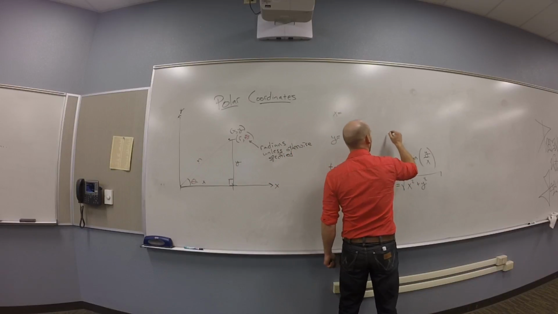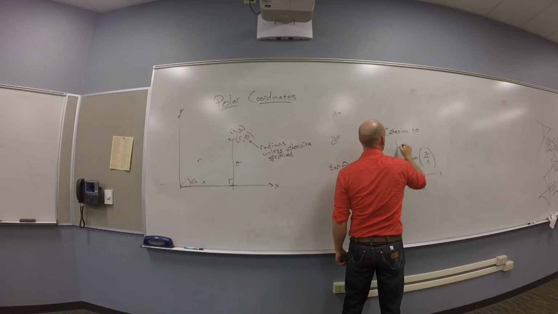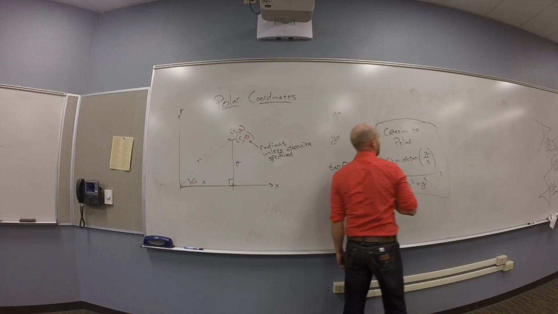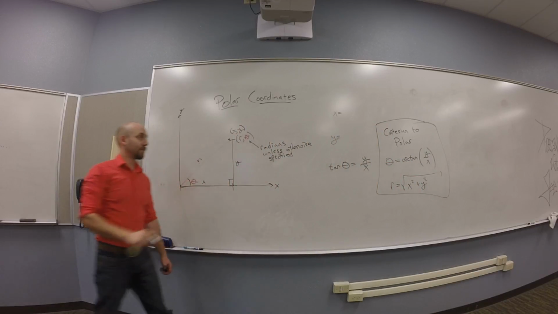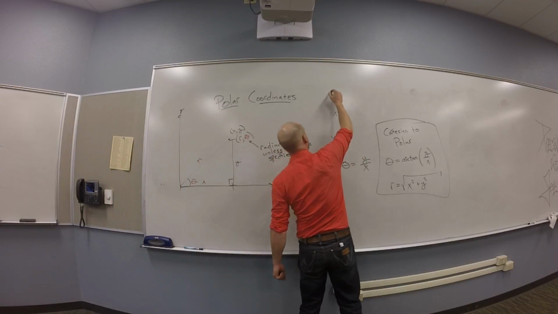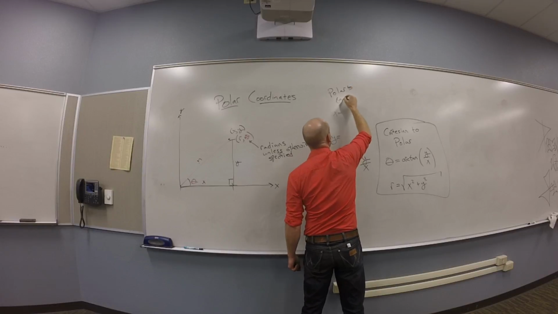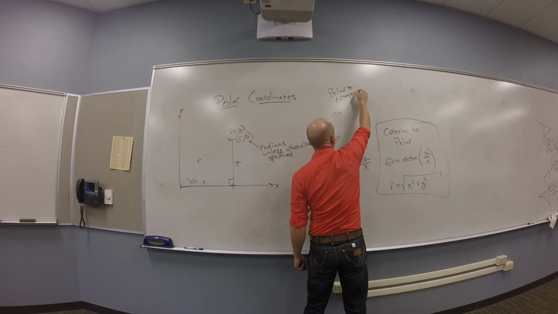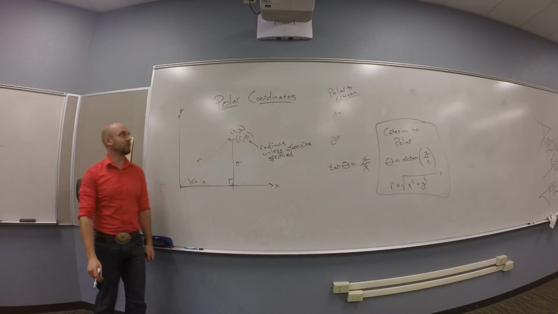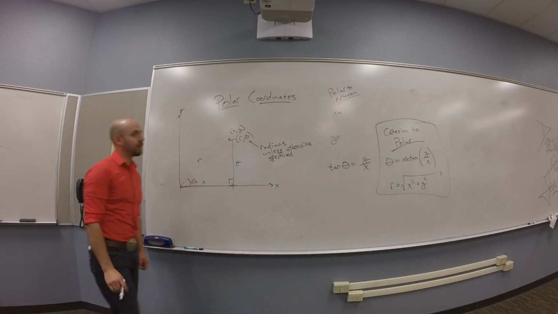Okay, now the other two. So these guys, by the way, are the Cartesian to polar ones. These other guys are going to be the polar to Cartesian. Where are you going to get the polar to Cartesian ones? If you have theta, in other words, if you know r and theta, where do you get x and y out?